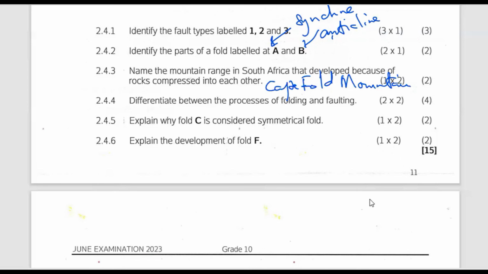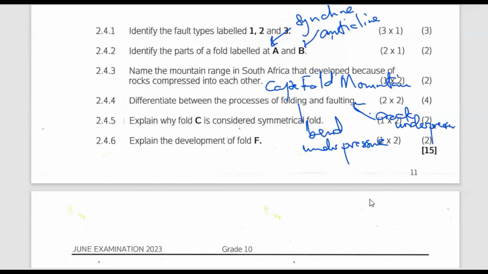Right, number 2.4.4, differentiate between the process of folding and faulting. With folding, the name suggests the rocks bend under pressure. That is folding. It's actually bending. And with faulting, the rocks crack under pressure. That is the difference there. With folding, we force rock strata towards each other and they bend. With faulting, they are exposed to tension and they crack or break along lines of weakness.